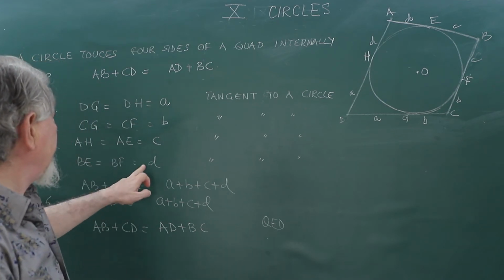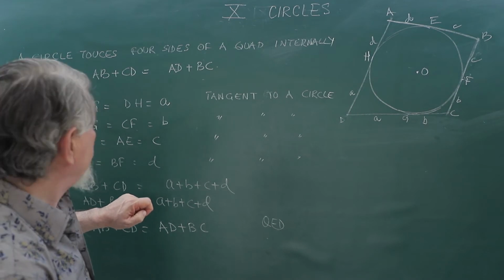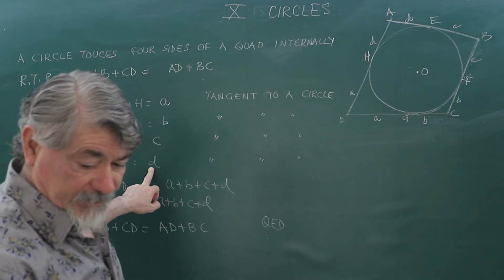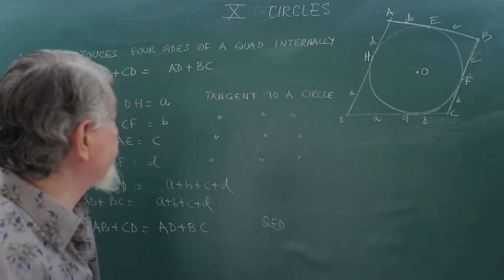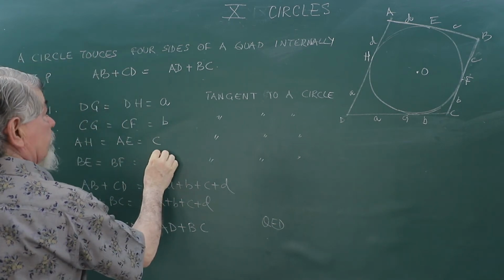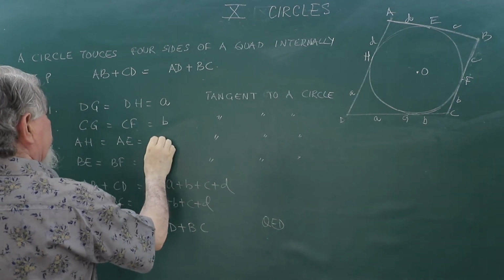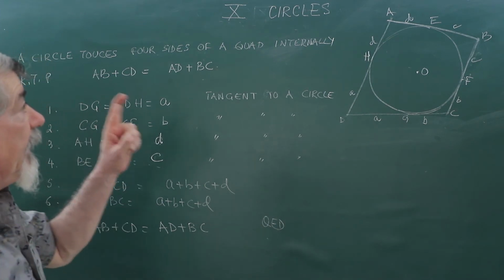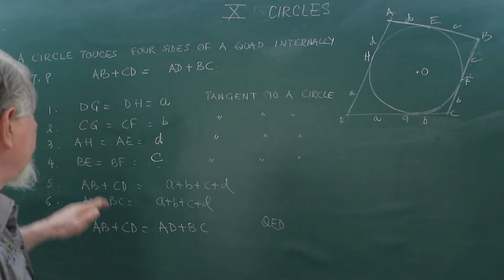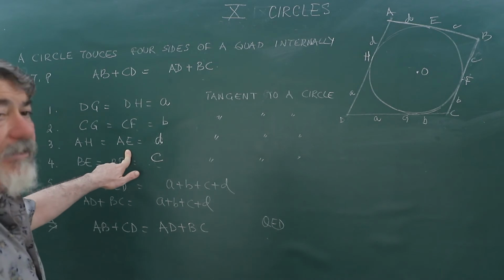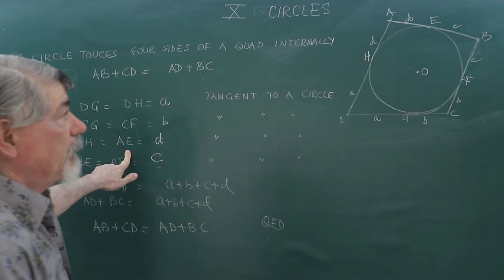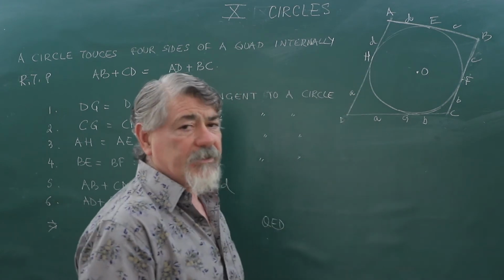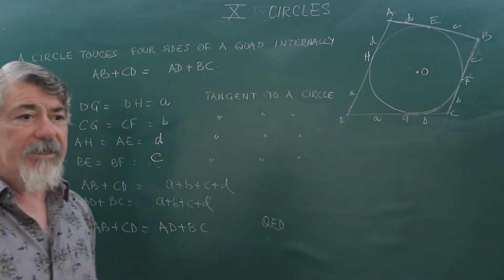BF and BE are both equal to C. I have written it D here, but we should write it C here, because in the figure we have shown it to be C, and this should be D. And AE and AH are D, they are of the same length as well. So we have written everything in terms of A, B, C and D.